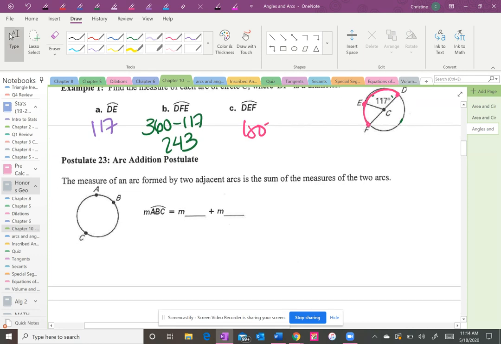Okay, arc addition postulate, very, very easy. We have done, this is now like the third addition postulate. All it's saying is that the measure of ABC can just be found by adding the measure of these two arcs. So if this was 20 and this was, I don't know, 182, then you would add together 20 and 182, and you would say that the entire arc here is 202.